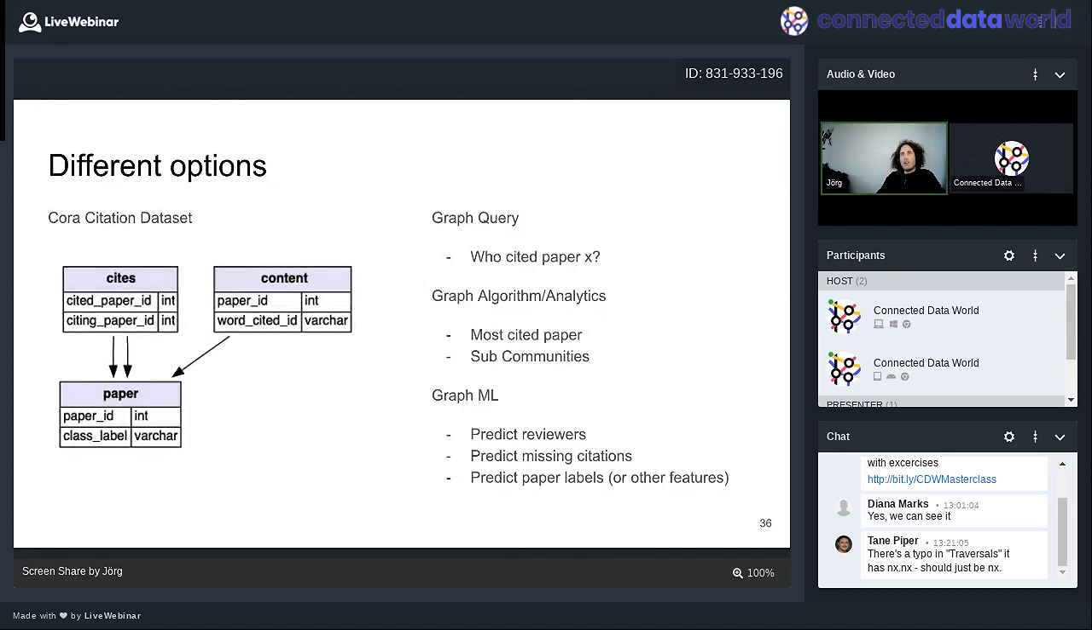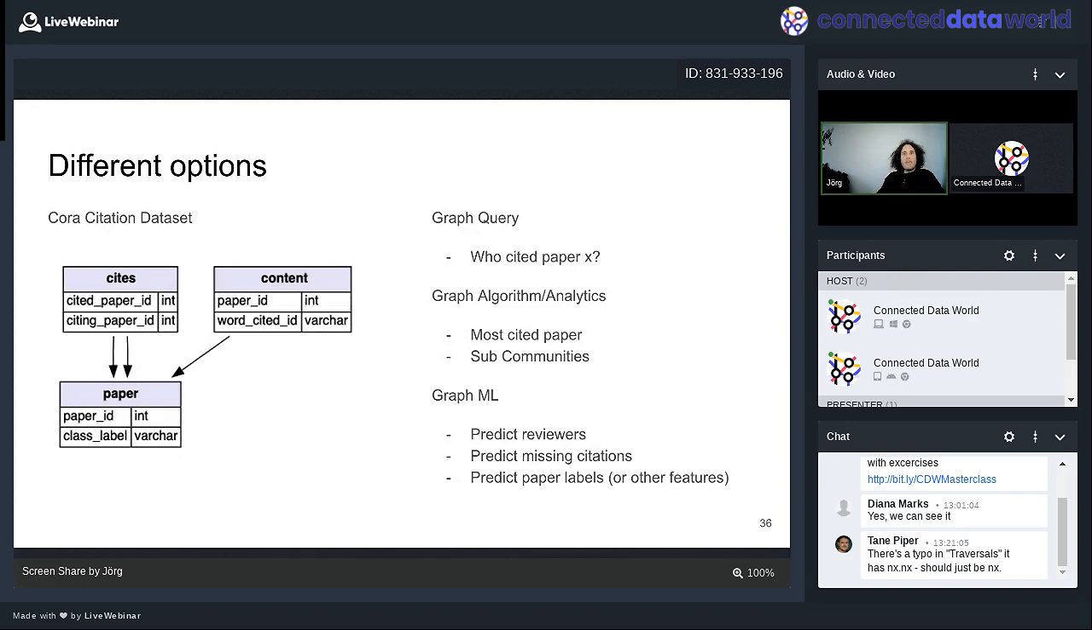Pretty simple query. Then if we take a look at what graph algorithms or graph analytics can do for us, it would be the question, which are the most cited papers, or where are sub-communities which are referencing each other? So either fields, or in real science, it unfortunately also happens that certain research groups are citing each other over and over. So you can try to identify those sub-communities or cycles in the graph.